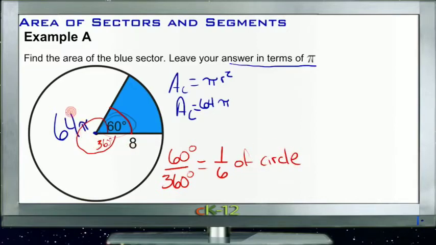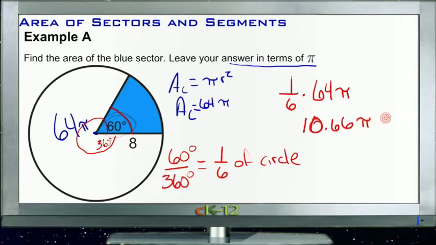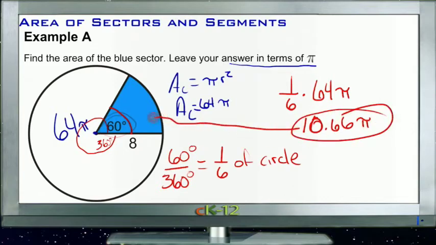So if the area of the entire circle is 64 pi units, and we have 1/6 of that area, then we have 1/6 of 64 pi. If we divide 64 by 6, we get about 10 2/3. So we get about 10.66 pi units as the area of our little sector. Yeah, 1/6 of the area of the entire circle, and the area of the entire circle is just the radius squared times pi. That's it.